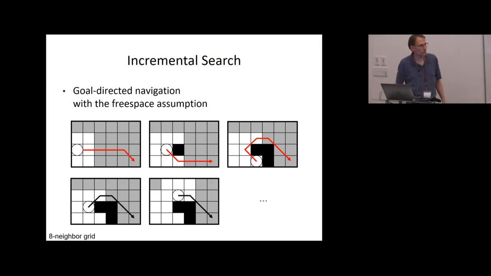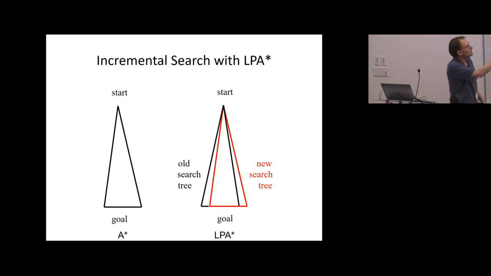And let me give you the intuition first. Here's the intuition. Okay, this is the first search. This is the search tree that A* builds until it terminates in the goal. And now I move the robot a little bit so that new blockages show up. And so now I run A* again, and it will find a slightly different search tree, because the environment is slightly different. Now instead of running A* again to find the red search tree, what I can do is take the previous search tree and change it into the red one.